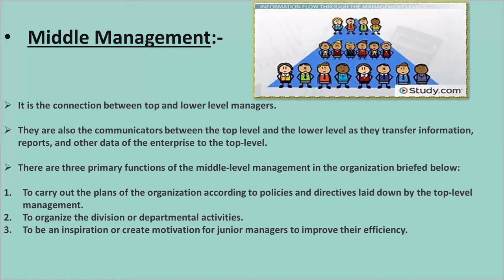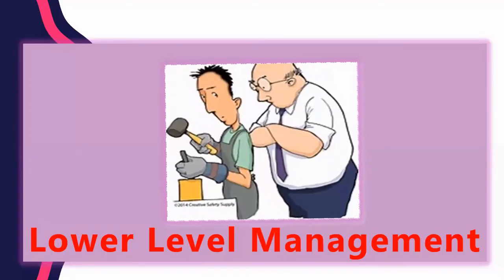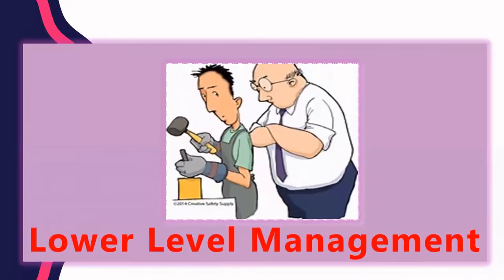So these are the three primary functions of the middle level management. Now we'll see the lower level management. As you see in the picture, a person is watching the laborer doing his work, right? From this only we can understand that this is a supervisory level or a junior management level, which includes the supervisor and the other laborers or the workforce of the organization.